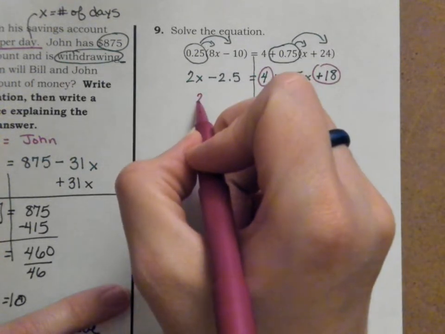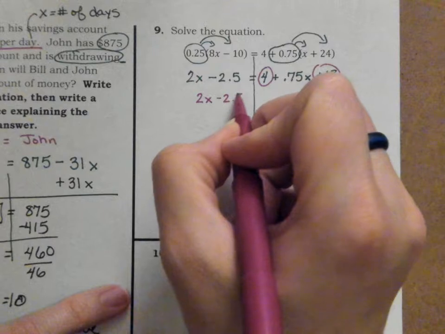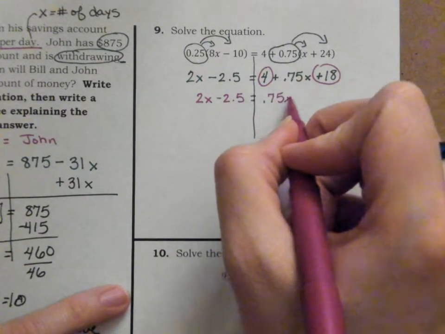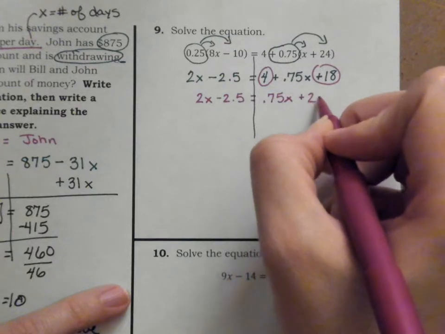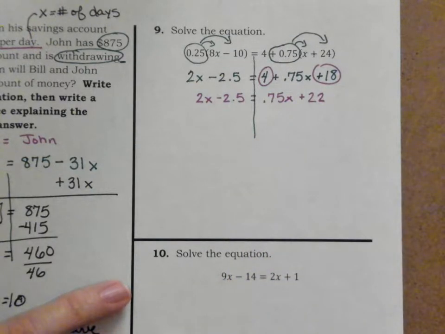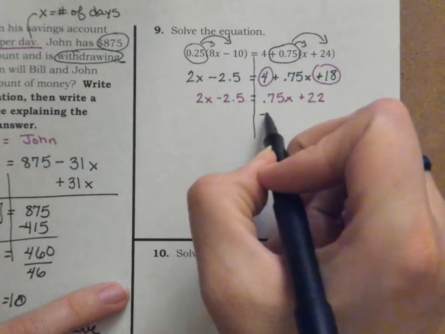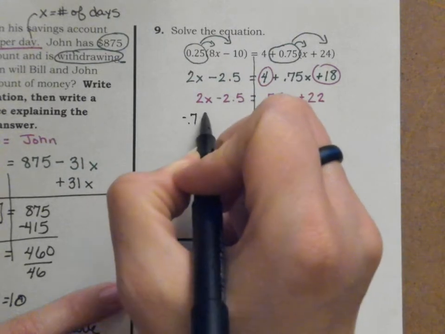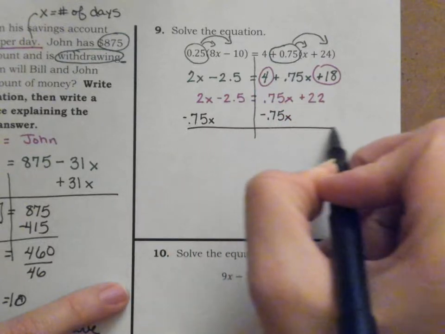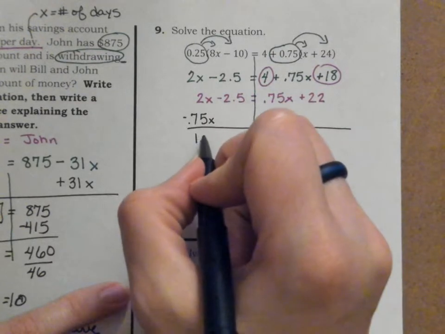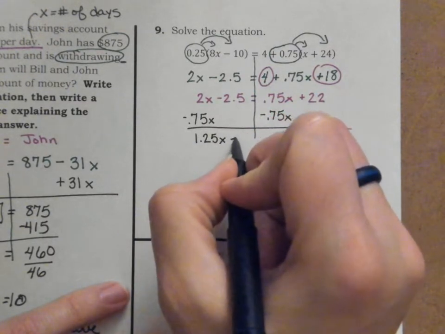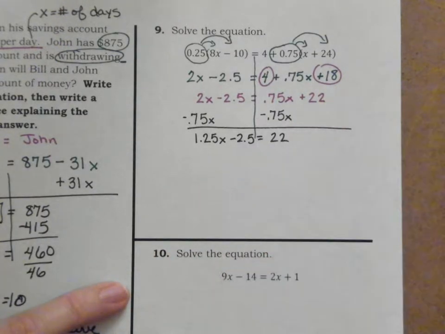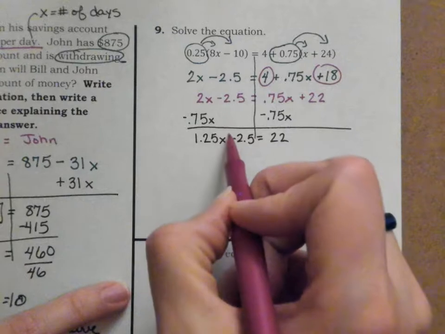So I'm just going to rewrite the rest of the problem. And then I have 0.75x plus 22. And now I'm going to move the variable to the left, minus 0.75x on both sides, which gives me 1.25x minus 2.5 equals 22. And this is just a matter of finishing to solve it now.